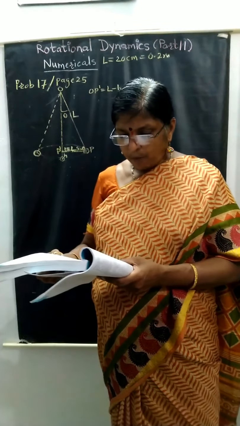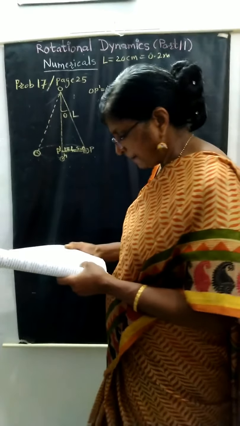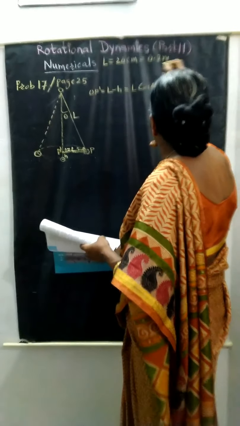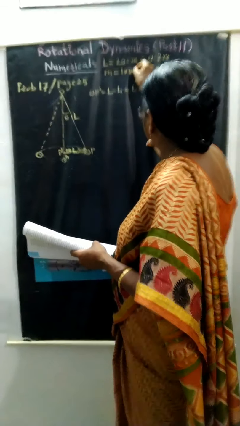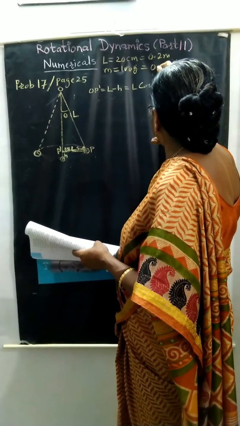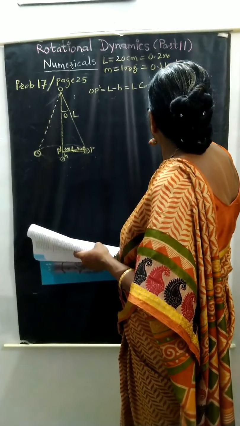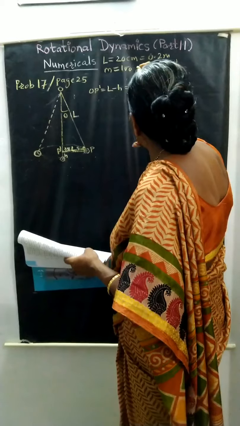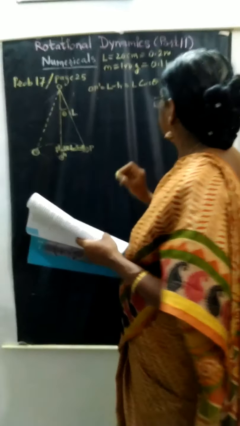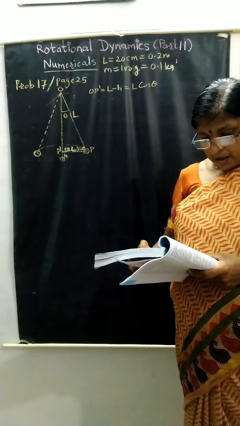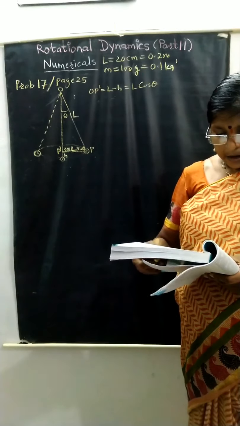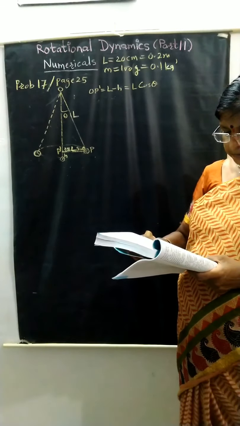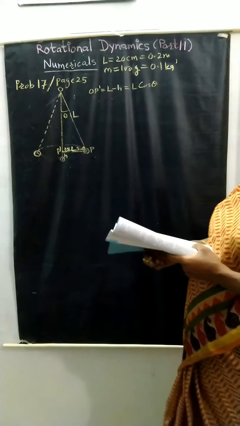And a tiny bob of mass 100 gram. So mass M is given as 100 gram, which means 0.1 kilogram. 100 gram is equal to 0.1 kilogram. It is set up as a conical pendulum. Its bob now performs 75 revolutions per minute.